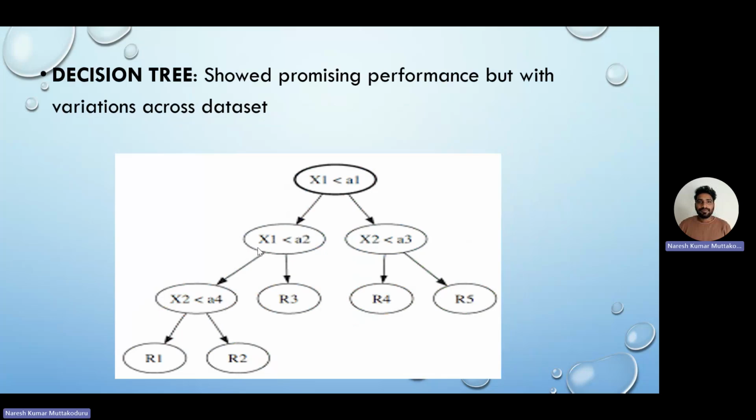And this is the decision tree. These showed promising performance, but with variations across the datasets. We can see in the graphs the datasets which we had taken. For the machine learning model, it is easy to interpret, and it employs a recursive binary partitioning algorithm that splits the sample on the partitioning variable with the strongest association with the response variable. The process continues until some stopping criteria are met.